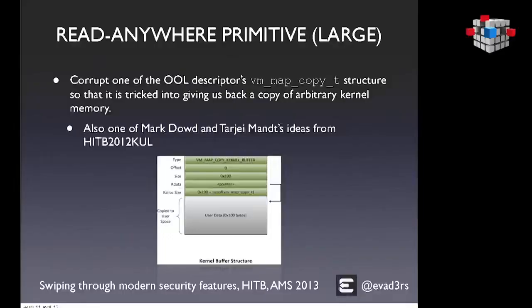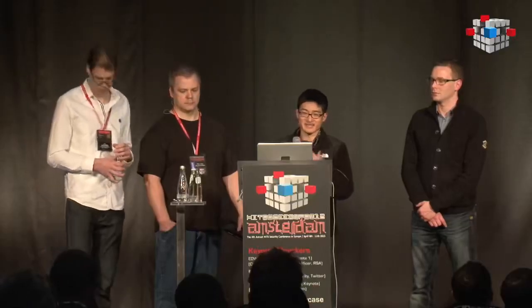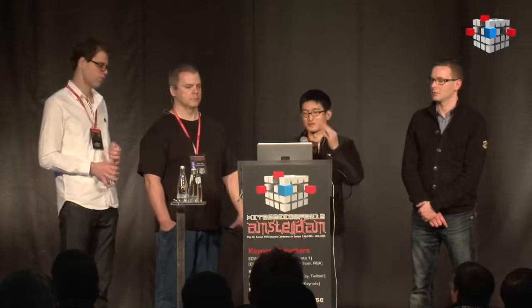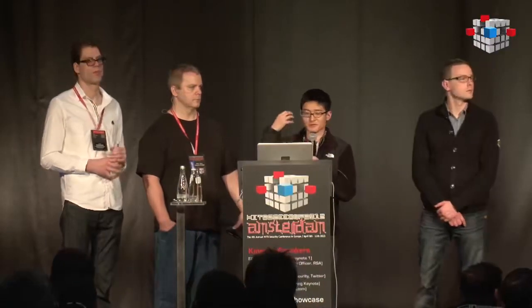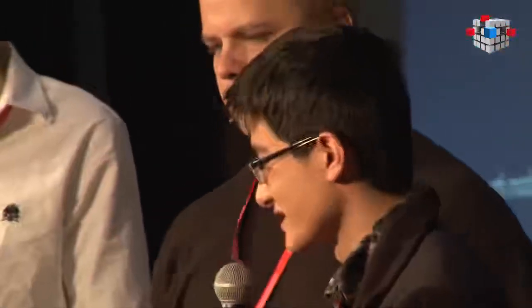And there's another larger read anywhere primitive that we use that was also based on Mark and Tarjei's work. Basically, we use the memmove trick to corrupt the VMMap copy header structure, one of the ones that we pass in the OL descriptors. So when we receive the message, after we have corrupted one of those headers, it will let us read arbitrarily anywhere in memory. So you can see their presentation for details about that method.